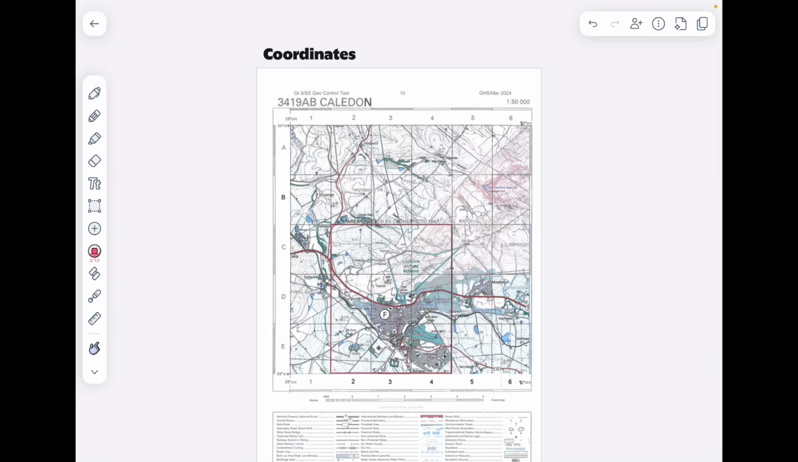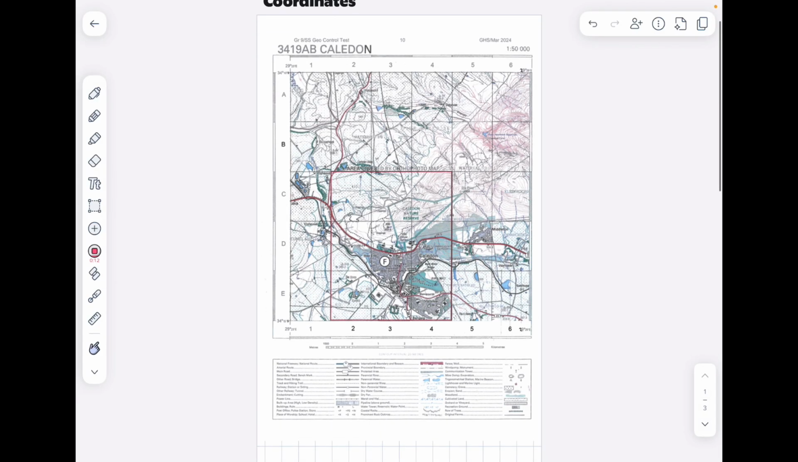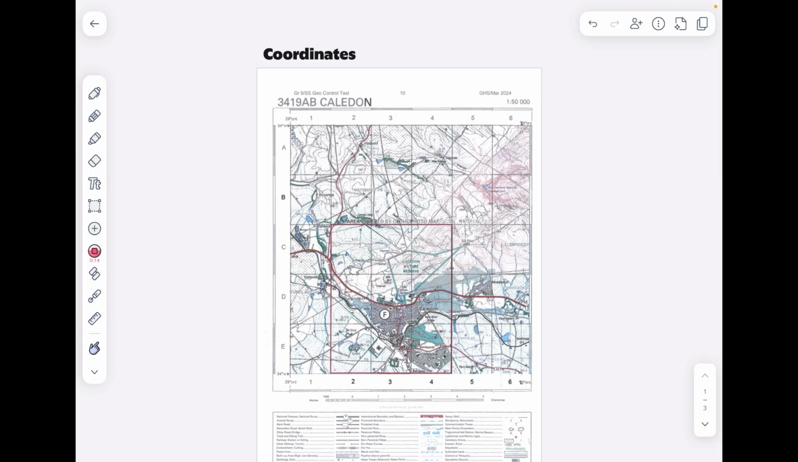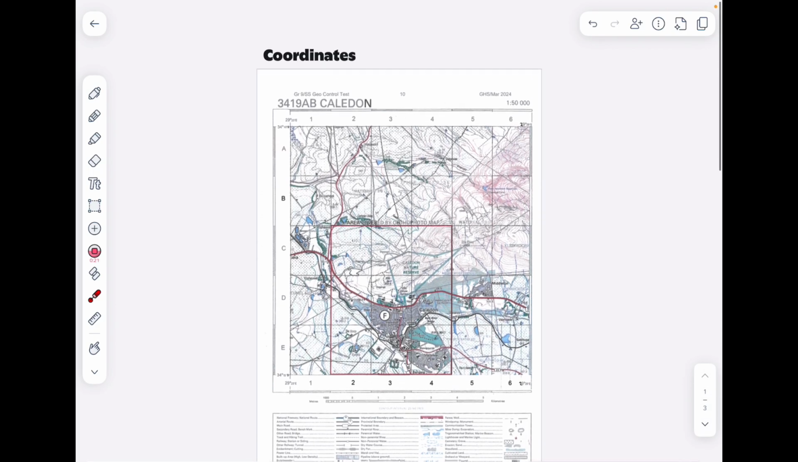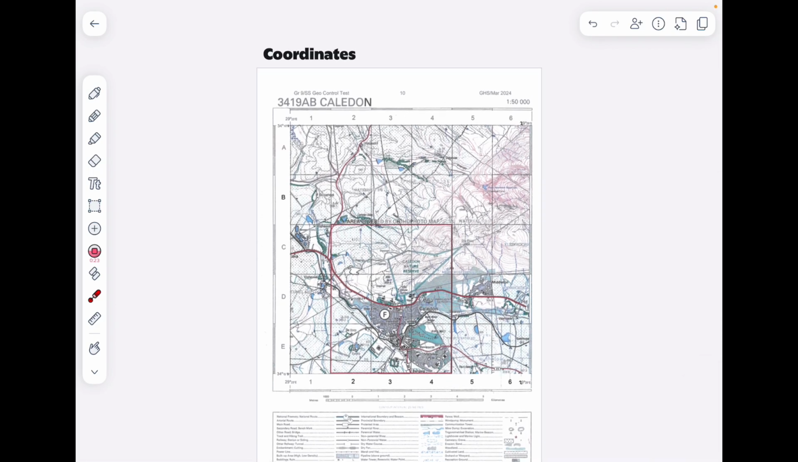Hello geographers. Today we're going to be learning about coordinates and how to find coordinates using a topographic map. So here we've got our topographic map of Caledon, a town in South Africa. And I'll point out a few important things when it comes to Mapwork.